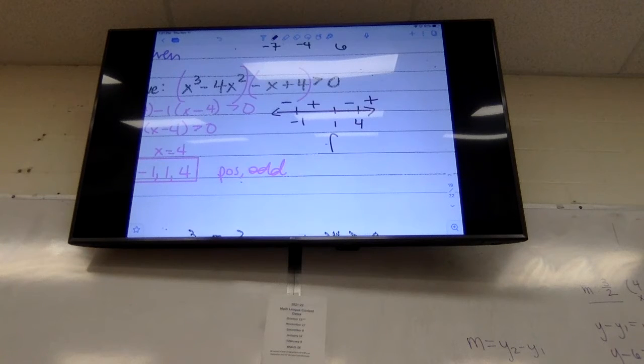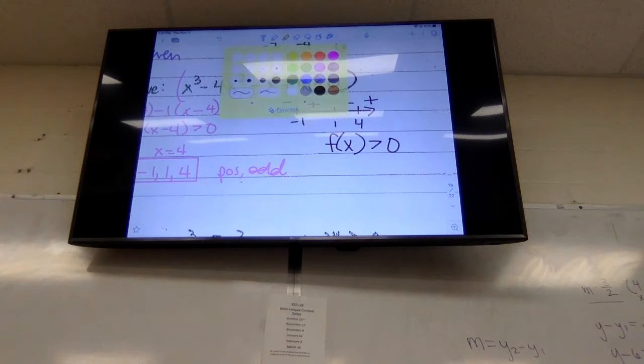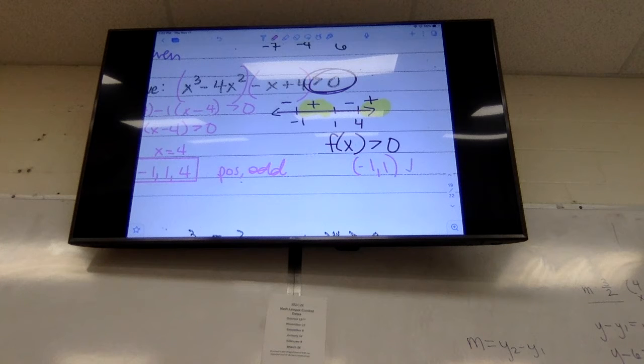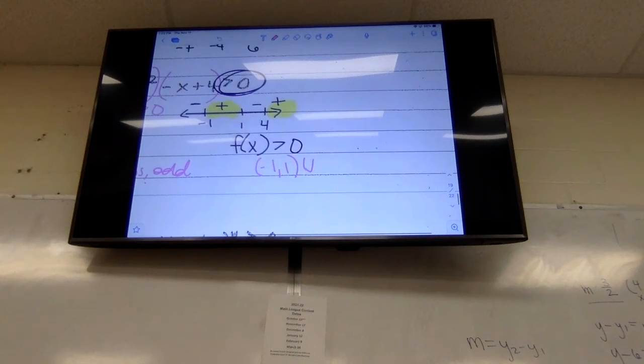The problem said we want to know where my function is greater than zero. Is that going to be my pluses or my minuses? Pluses. So we need to do the pluses. Do I get to include my zeros? No. What should my first interval be? Lucy, say it again. Negative 1 to 1, parentheses. What's my second interval going to be? 4 to infinity. Everything is parentheses here.